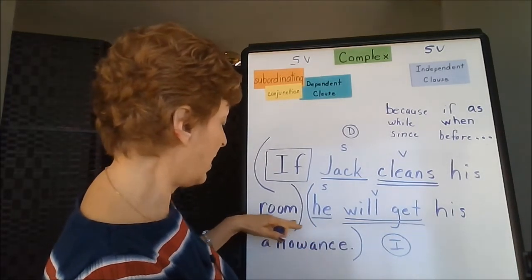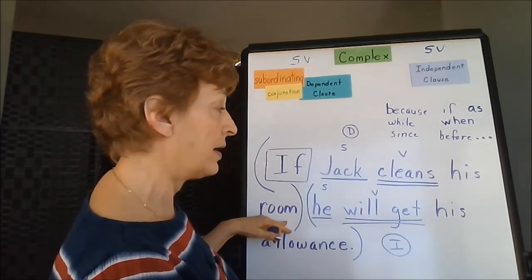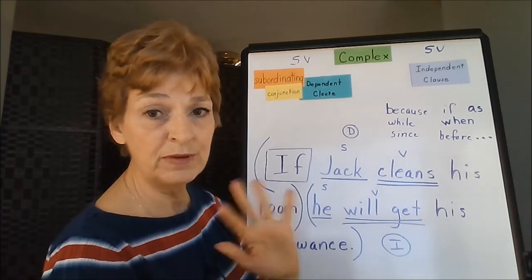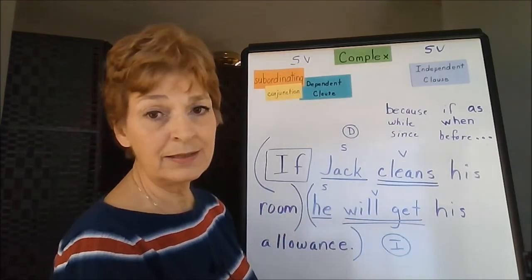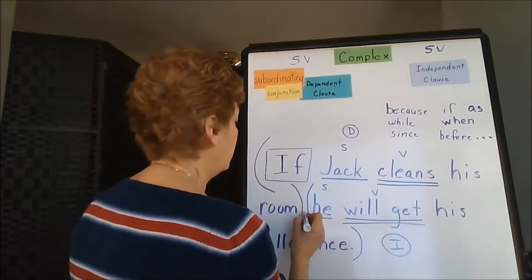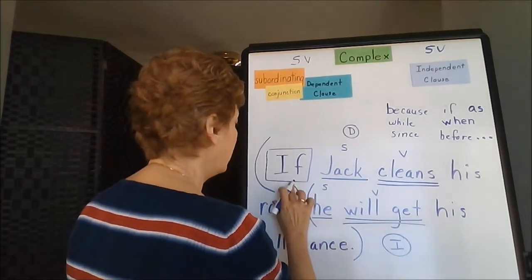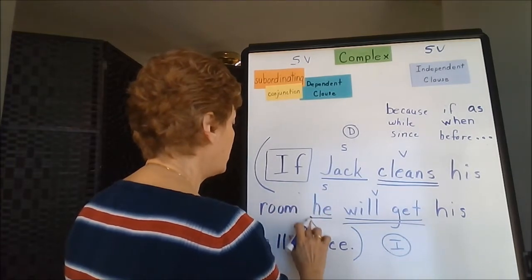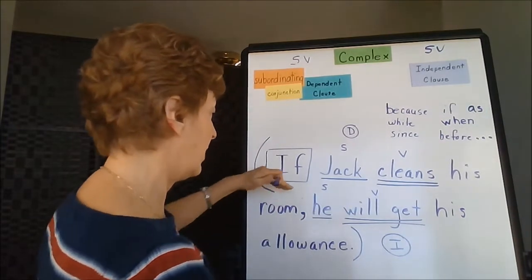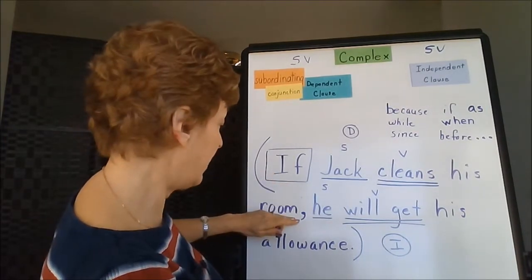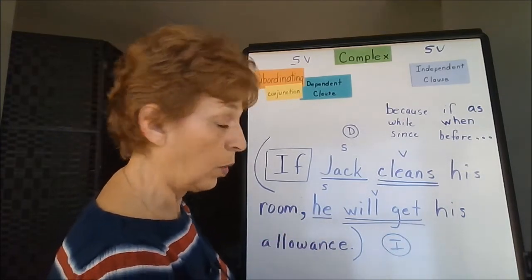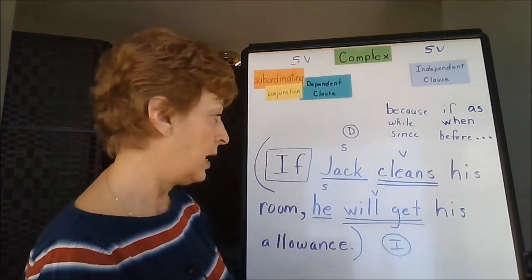Right between the clauses now, we need a punctuation mark. You can even hear it as I read the sentence, the brief pause. If Jack cleans his room, he will get his allowance. So we need to have a comma between the clauses. This signifies that the dependent clause is ending right there, and the independent clause is beginning. Why do you need that comma?